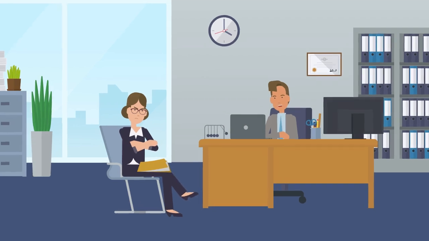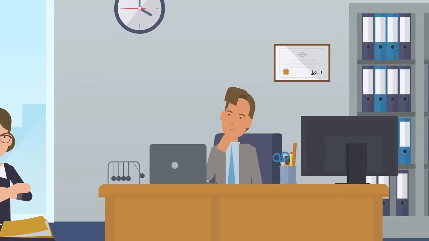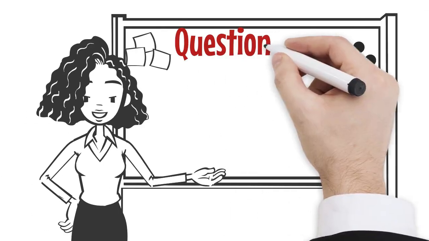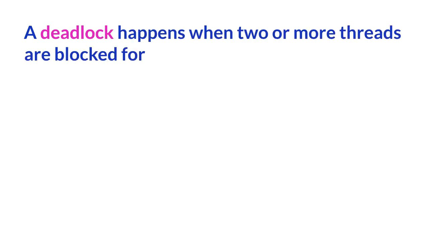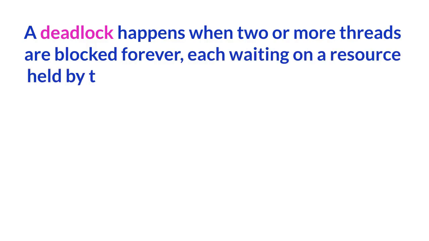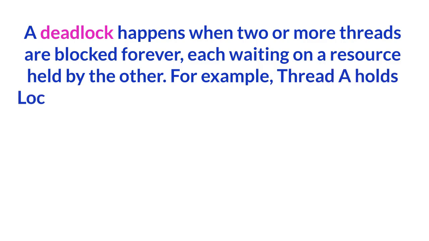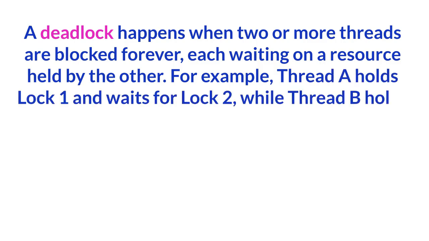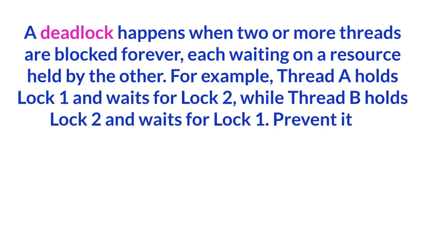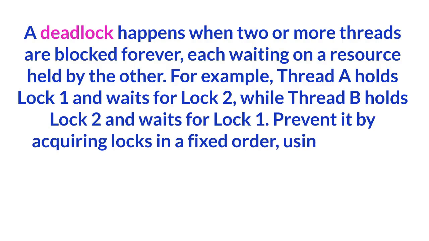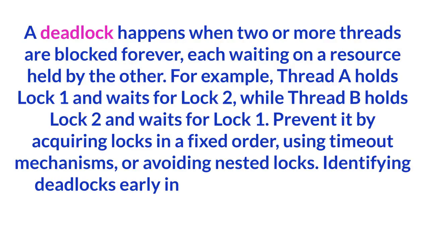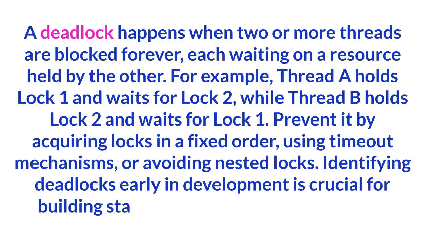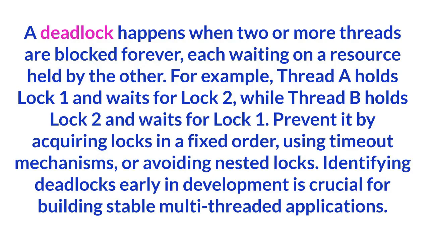What is a deadlock in Java and how can it be prevented? A deadlock happens when two or more threads are blocked forever, each waiting on a resource held by the other. For example, thread A holds lock 1 and waits for lock 2, while thread B holds lock 2 and waits for lock 1. Prevent it by acquiring locks in a fixed order, using timeout mechanisms, or avoiding nested locks. Identifying deadlocks early in development is crucial for building stable multi-threaded applications.